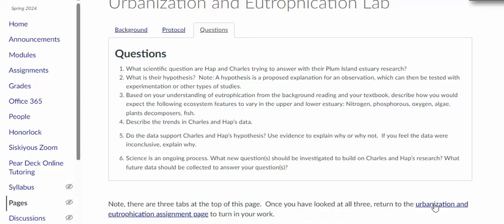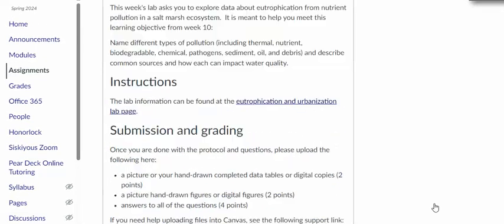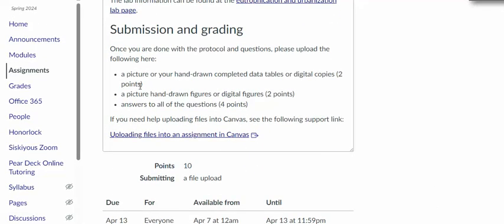This can be turned in at the Urbanization and Eutrophication Laboratory page, so right here. So what I'm looking for is some tables that you completed, some figures that you completed, and then the answers to all of the questions.